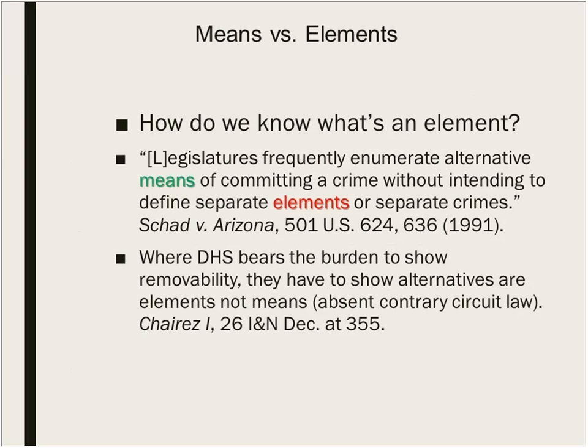So how do we know if something is a mean or an element? An element has to be established by a jury and is part of the crime, whereas a mean is just an example of a way you could commit a crime and is not within the definition. It may be in the definition of the crime, but it's not one of the elements that needs to be established beyond a reasonable doubt to convict.